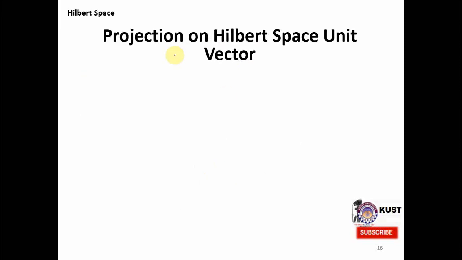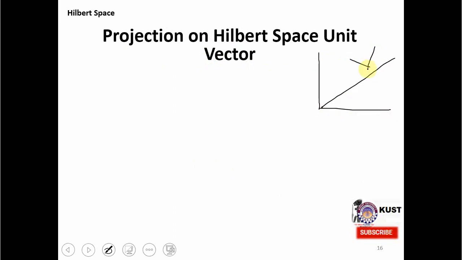And then the last thing is, can we check the projection of a Hilbert space onto a unit vector? What do we mean by this? In the usual sense, you know that when we have a vector v, we can check what is the projection of this vector v on the x-axis and on the y-axis. So similarly, we can check the projection of any element of a Hilbert space onto a unit vector.